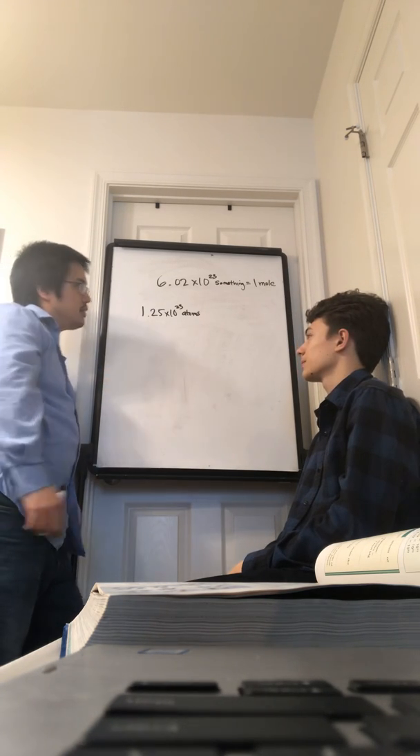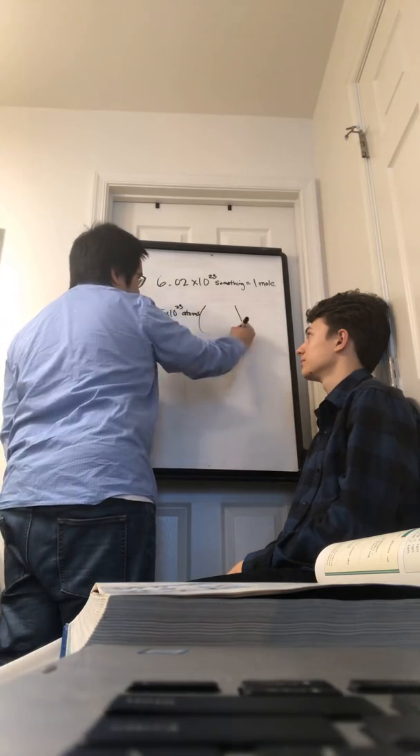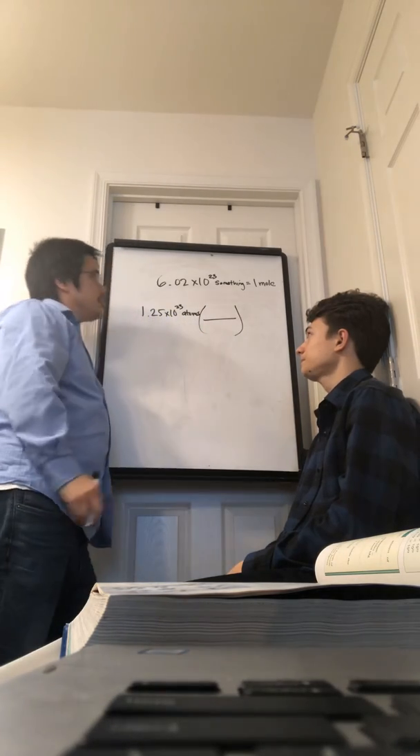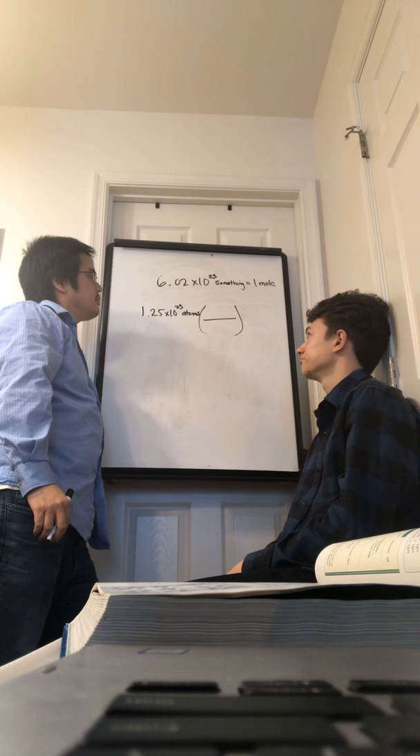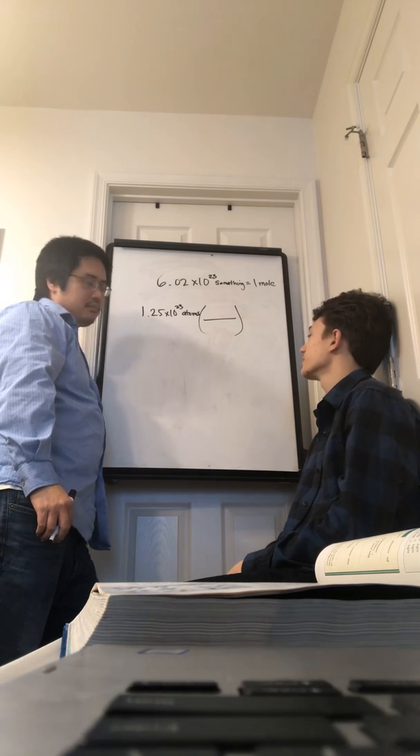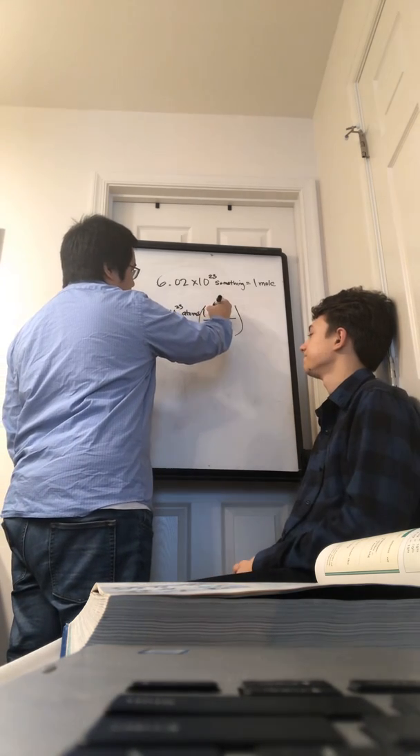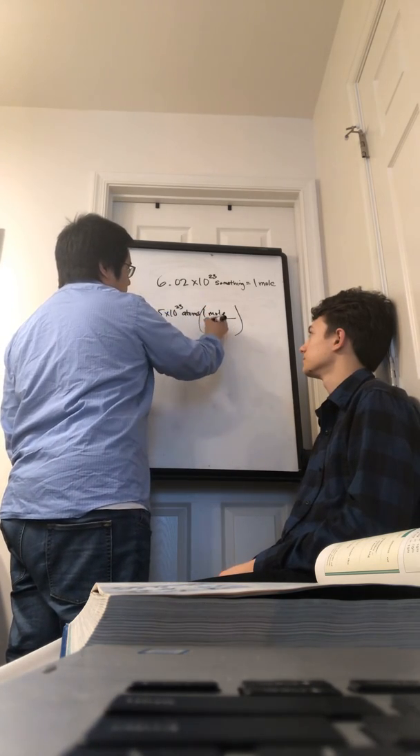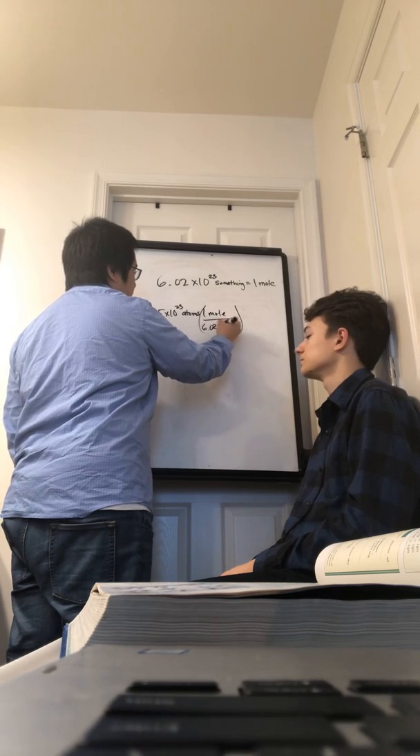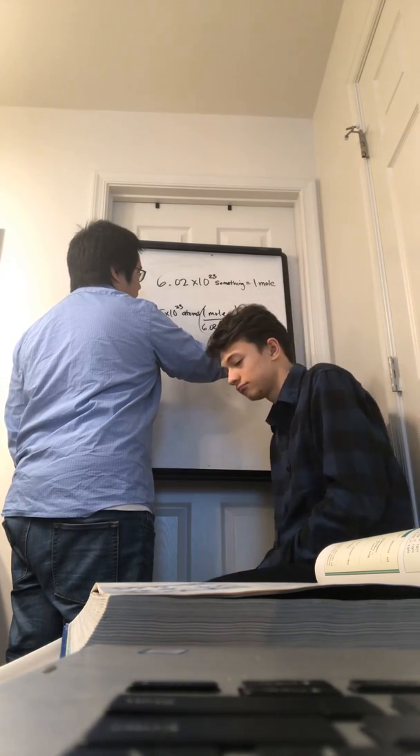So how do you do that? You just set up a conversion. Which one are we going to have on the bottom? Which one are we going to have on top? Well, the moles are on top and atoms are on the bottom. So 1 mole of magnesium is 6.02 times 10 to the 23rd atoms.